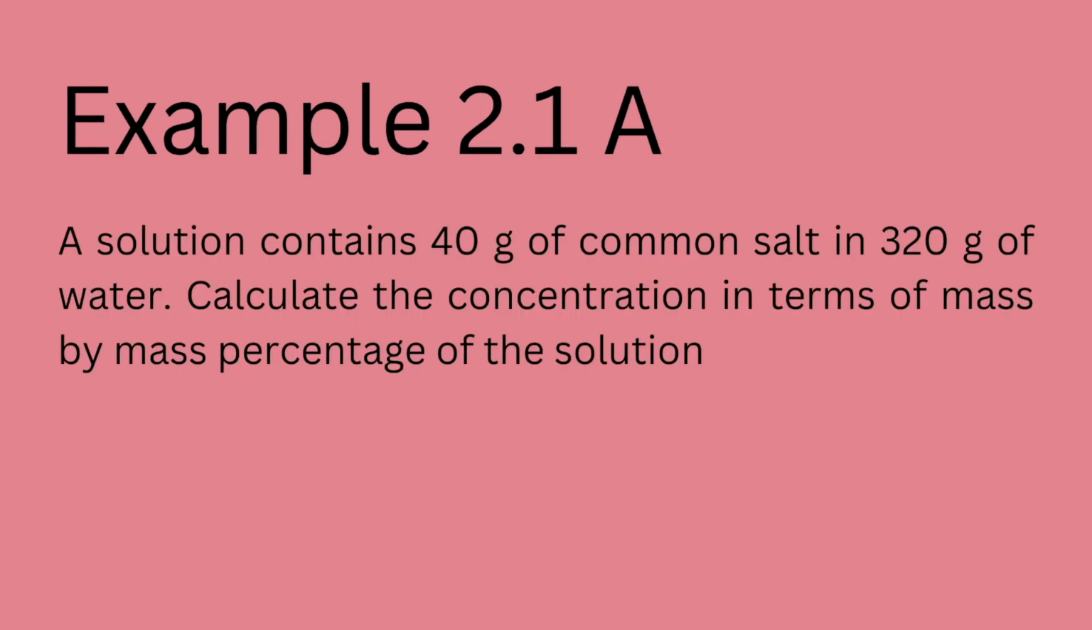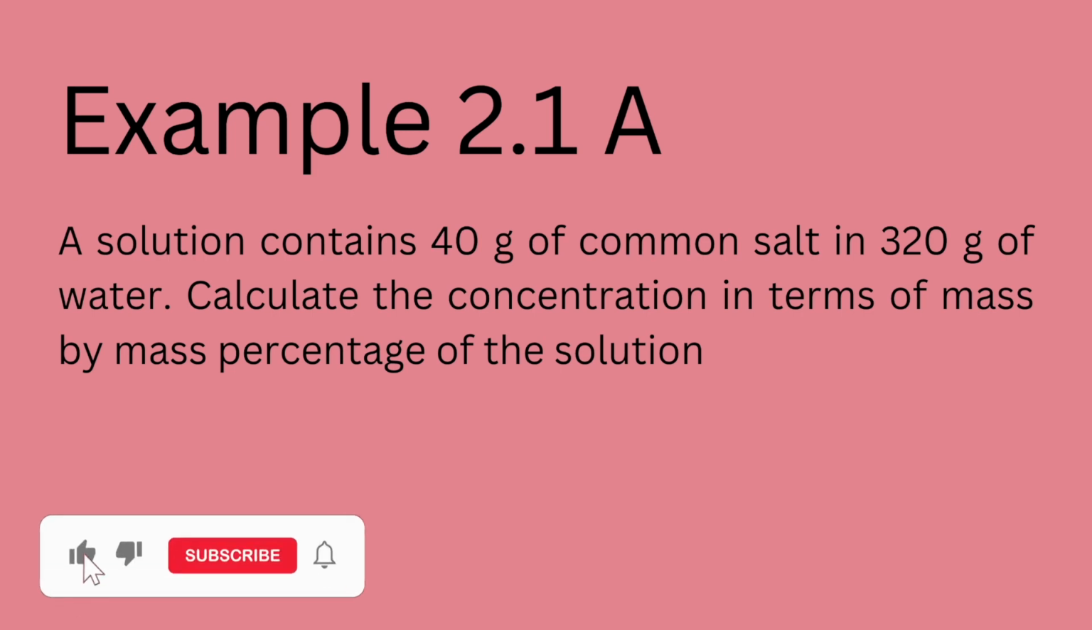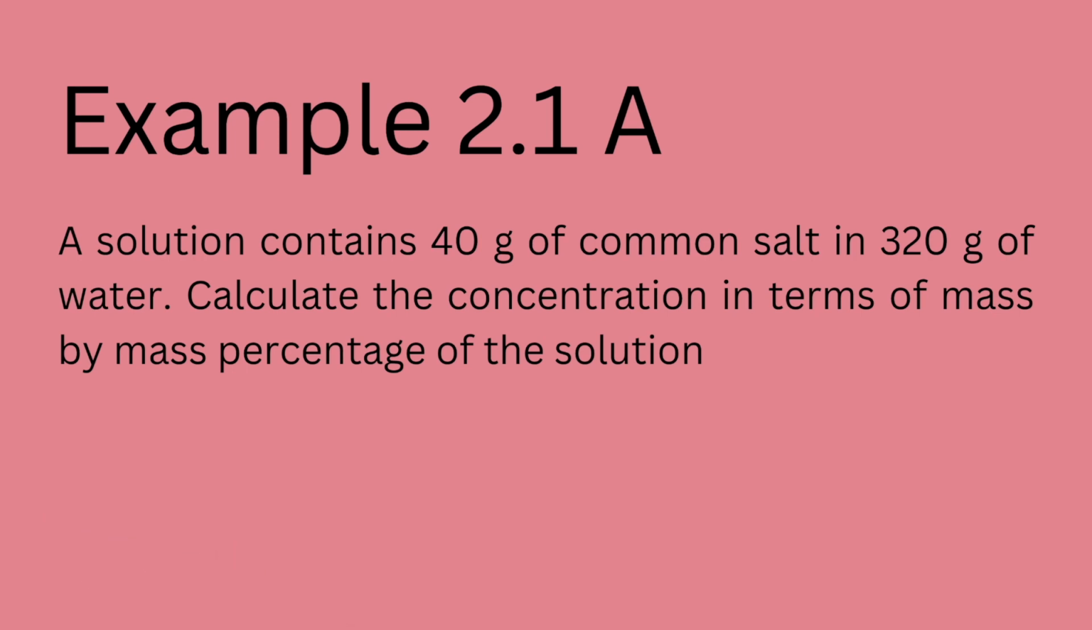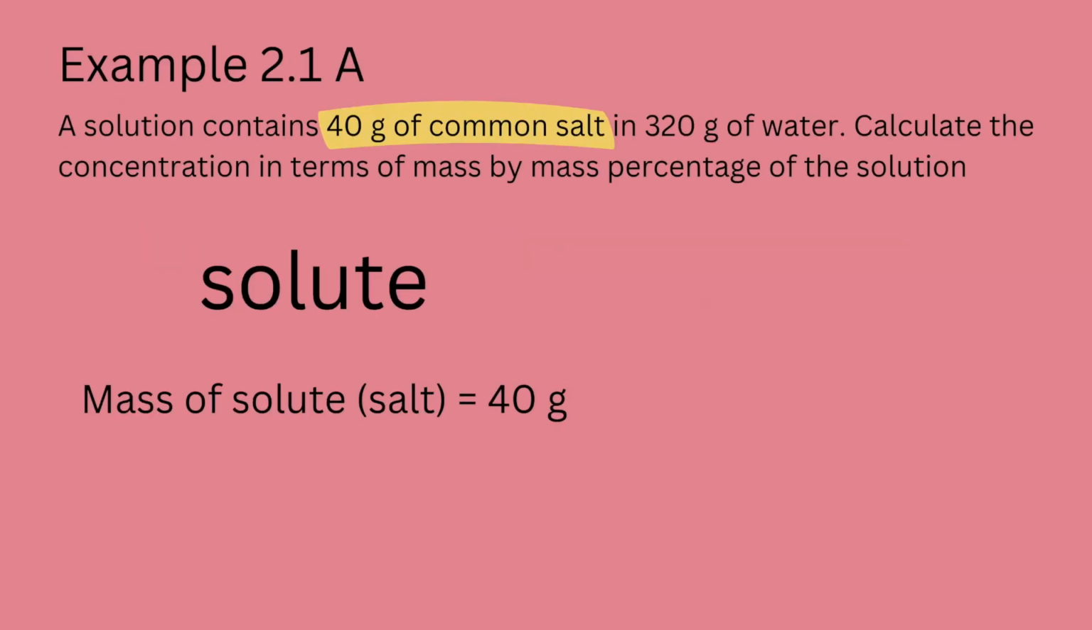Okay, so with that said, we are going to get into the problem, and this is actually an example problem from the NCERT book. It's example 2.1. Okay, so let's get into the question. A solution contains 40 grams of common salt in 320 grams of water. So you have to calculate the concentration in terms of mass by mass percentage of the solution. So you have to note that they have given 40 grams of common salt in 320 grams of water.